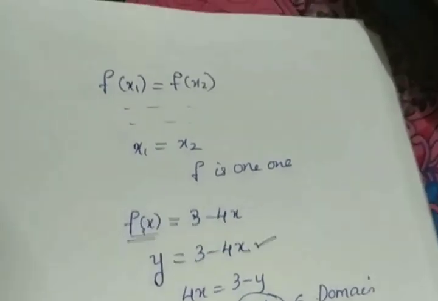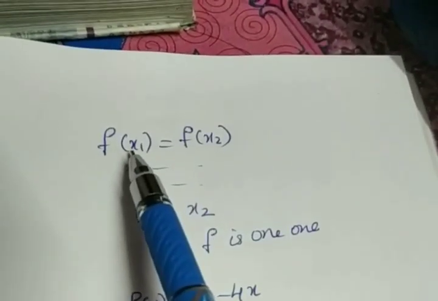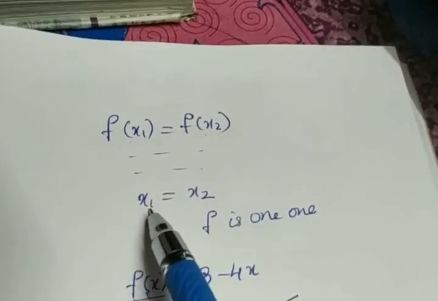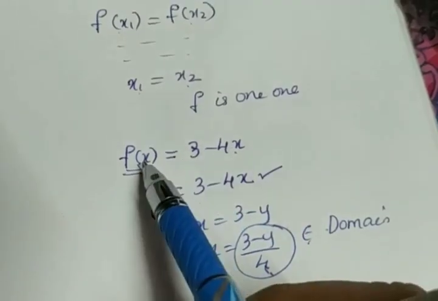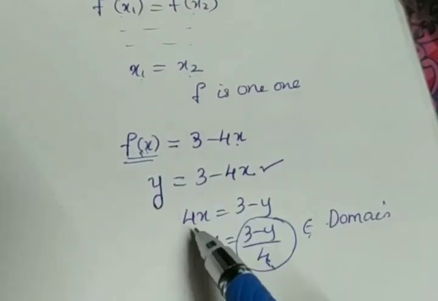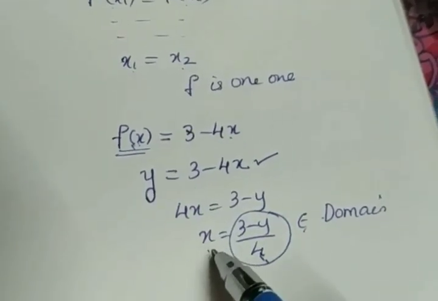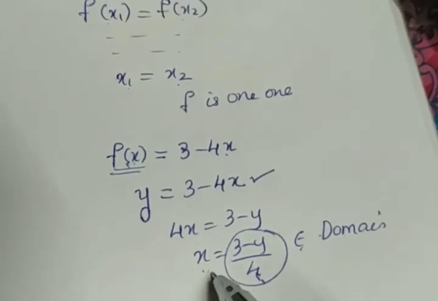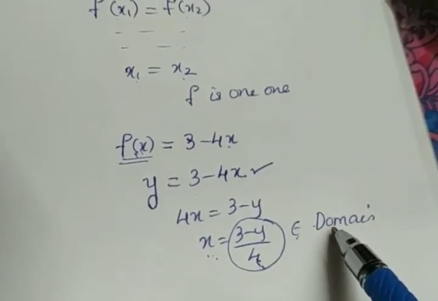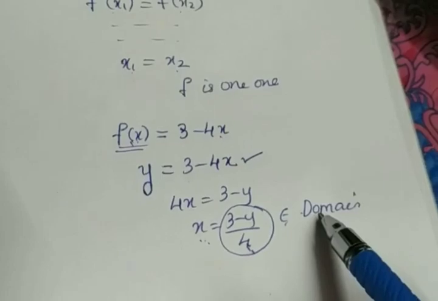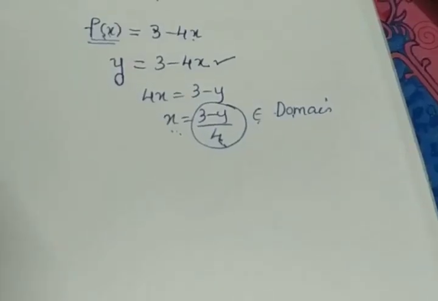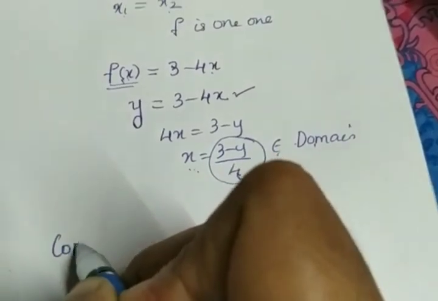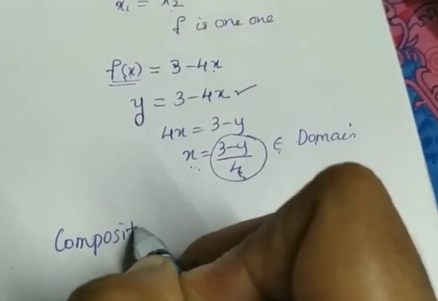To check 1-1, we will take f(x1) = f(x2) and prove that x1 = x2. To check on-to, take the given function, replace f(x) by y, find the value of x, and if the value which we got as x is an element of the domain of the given function, then we will come to the conclusion that f is on-to. The next topic we dealt with was composition of functions.